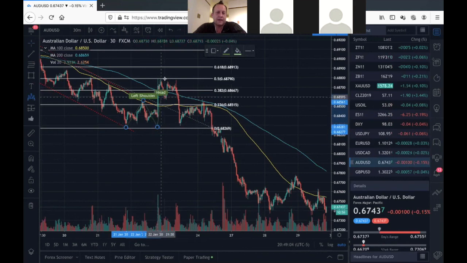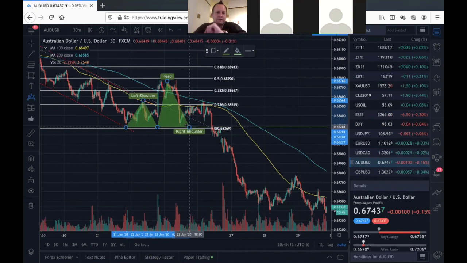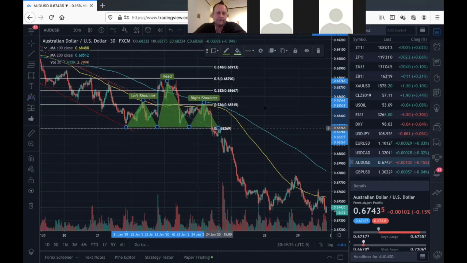Now I have to draw the head. I'm going to come back up, click again, come back down. Now you see it start to draw it for me. If I align it here, now I have the left shoulder and the head, and my final step is to draw the right shoulder. Every single vertex here, I'm going to click. All right, so let's just do that again.